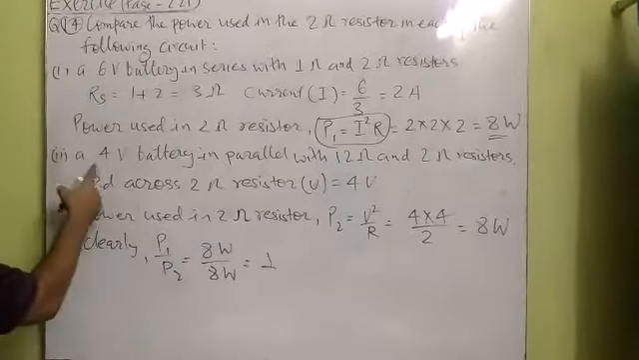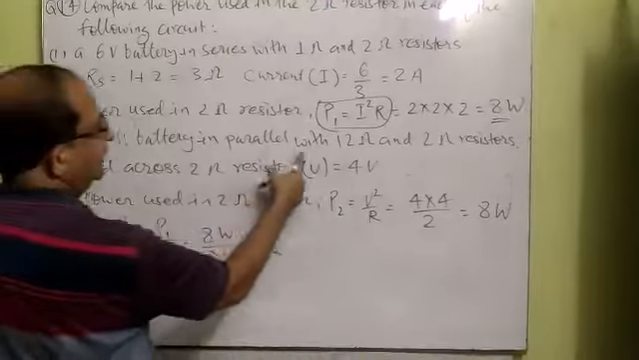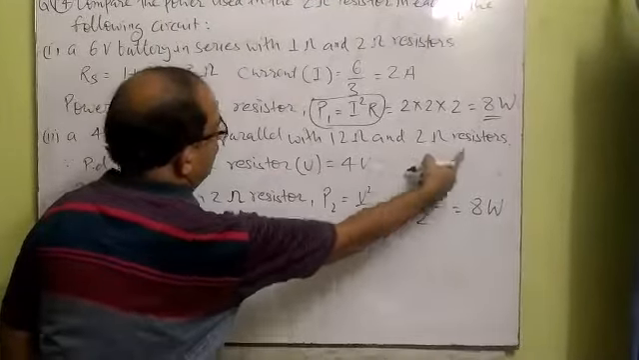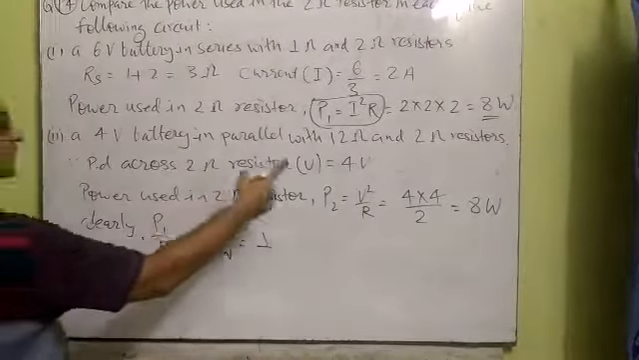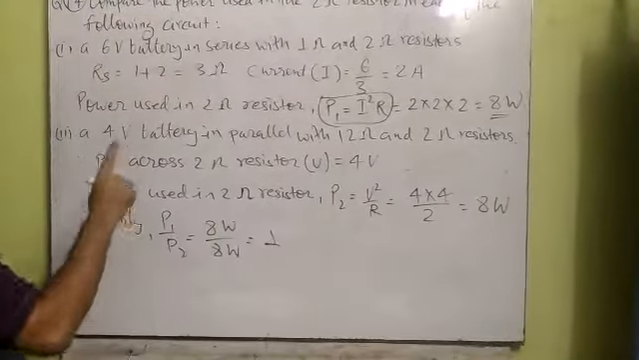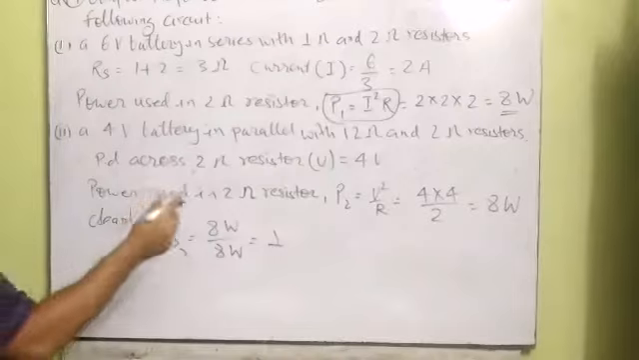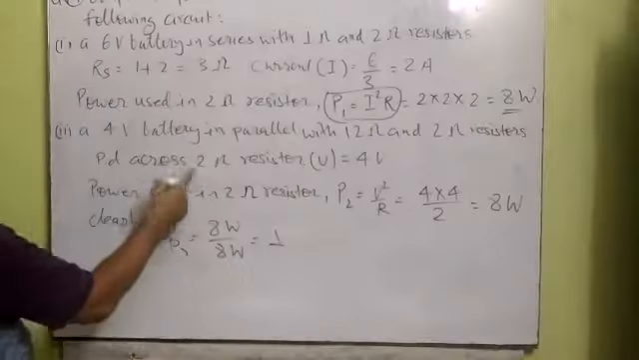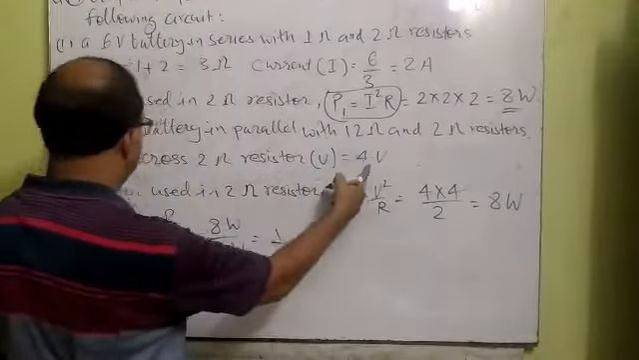Now second part, a 4 volt battery in parallel with 12 ohm and 2 ohm resistors. Since the 12 ohm and 2 ohm resistors are connected in parallel combination, the potential difference across each resistor remains the same. That is why the potential difference across the 2 ohm resistor is 4 volt only.